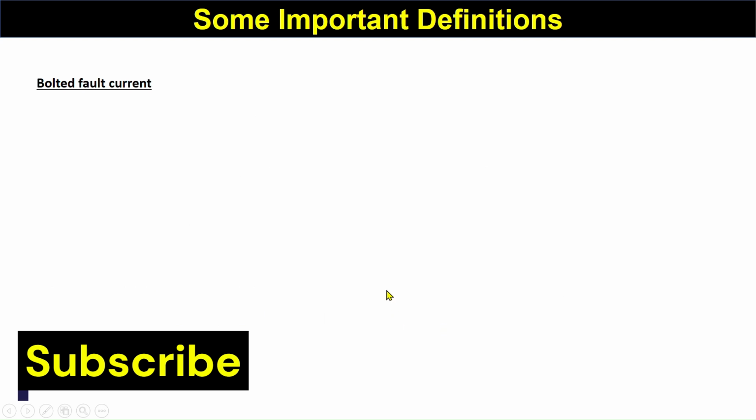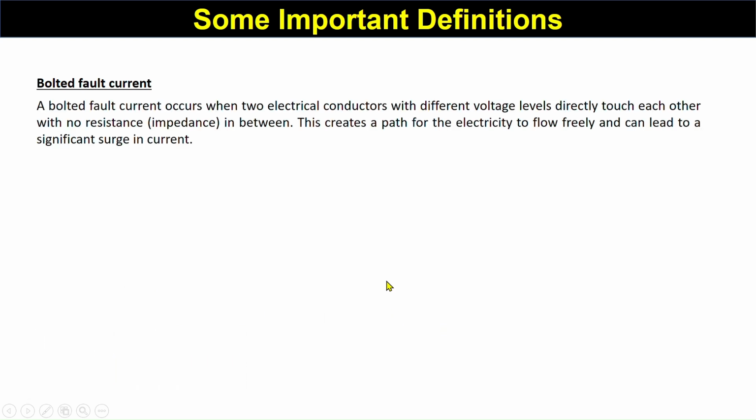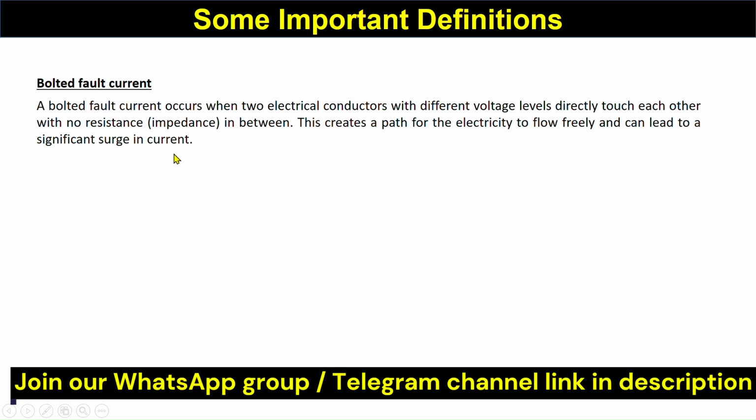Bolted fault current. A bolted fault current occurs when two electrical conductors with different voltage levels directly touch each other with no resistance or impedance in between them. This creates a path for the electricity to flow freely and can lead to a significant surge in the current.